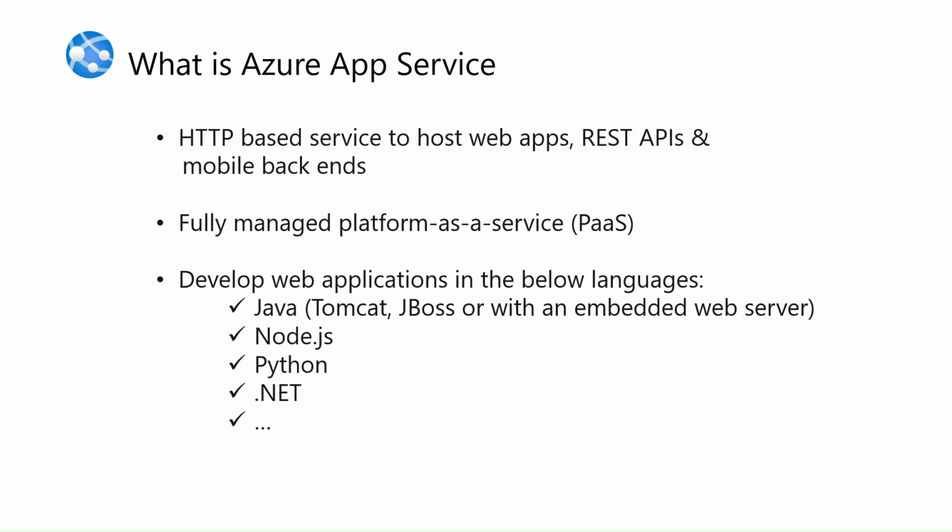Platform as a service is a complete development and deployment environment in the cloud with resources that enables us to deliver cloud-based apps. Like IaaS, that is infrastructure as a service, PaaS includes not only infrastructure such as servers, storage, networking, but also middleware, development tools, database, and more. Web applications can be developed in the below languages such as Java with Tomcat, JBoss, or with an embedded web server, Node.js, Python, .NET and more.